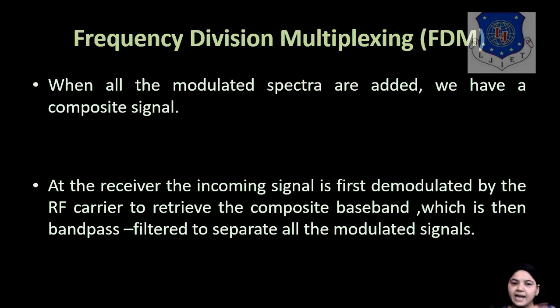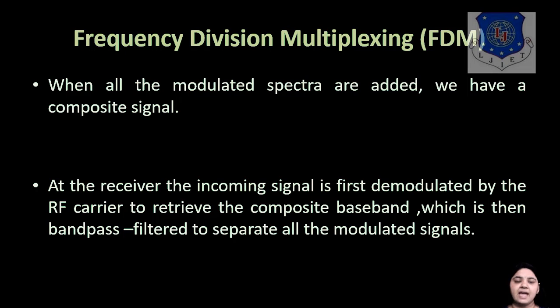So at the receiver, the incoming signal is first demodulated by the RF carrier. Now what you have is signal 1, signal 2, signal 3, each modulated by a different carrier frequency. All three signals, F1, F2, F3, combine, and that combined signal is known as the composite signal. This composite signal is transmitted via the communication channel. The composite signal, or I can name it the multiplexed signal, is received at the receiving end.